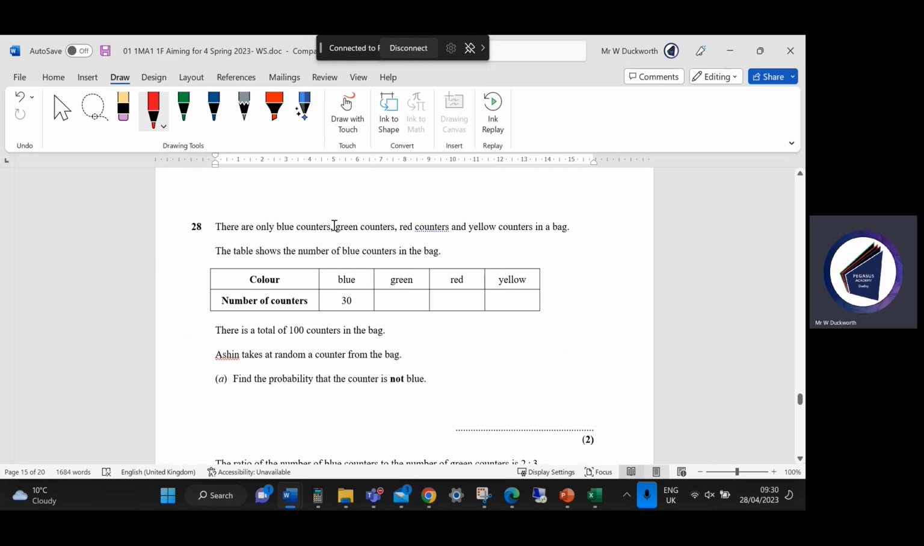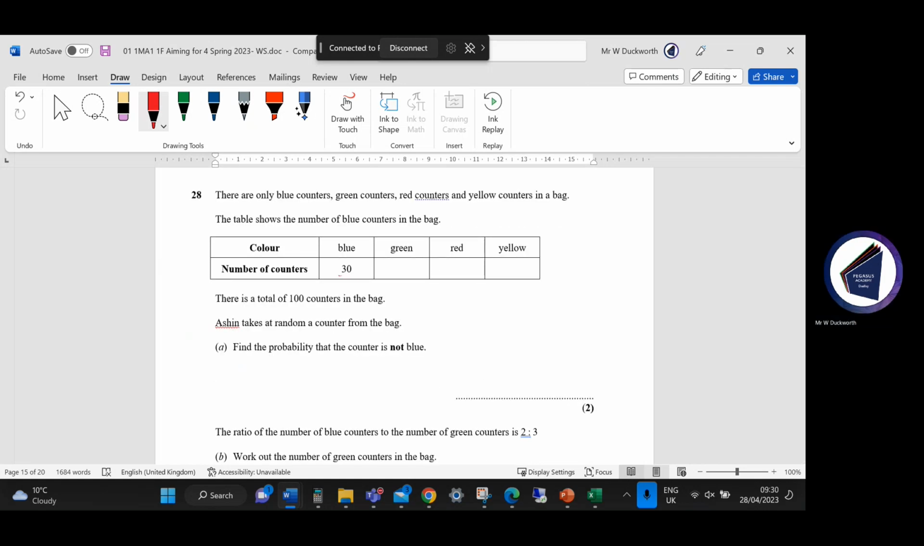There are only blue counters, green counters, red counters, and yellow counters in a bag. The table shows the number of blue counters in the bag. There are a total of 100 counters in the bag. Asheen takes at random a counter from the bag. Find the probability that the counter is not blue. Well, if we've got 30 blue, then that means that there are 70 other counters. So it would be 70 out of 100, which I would go 7 out of 10.